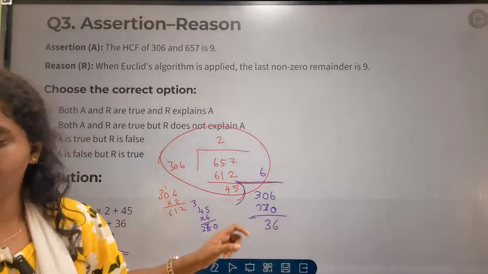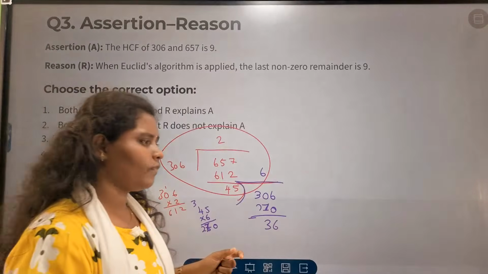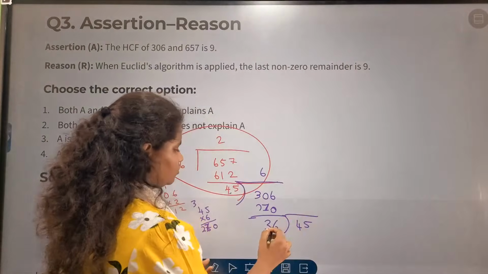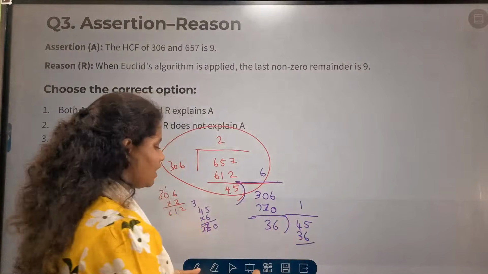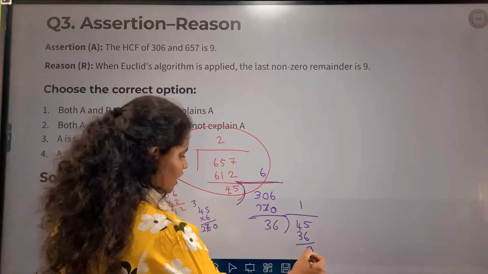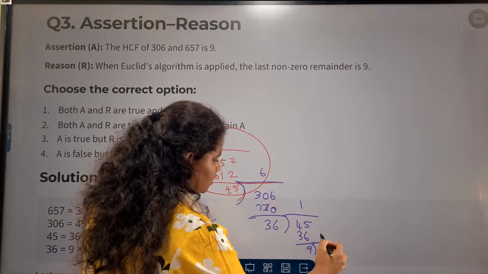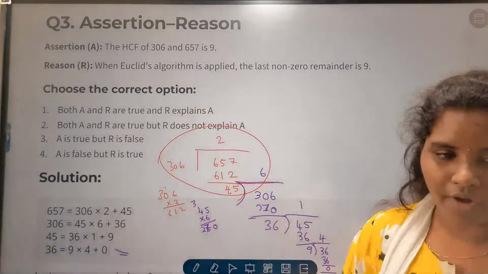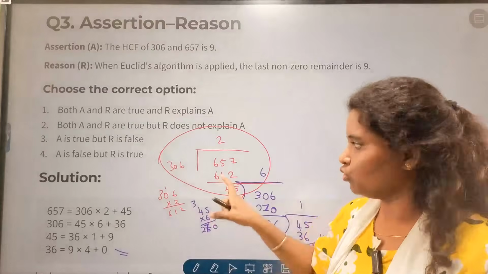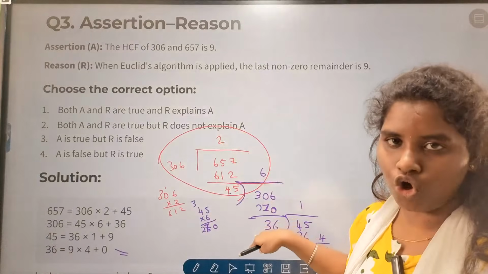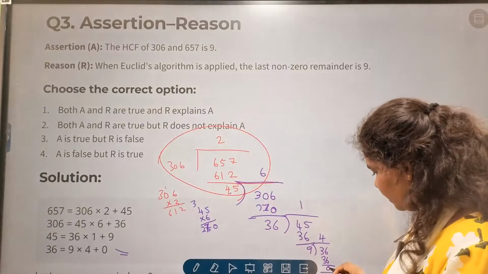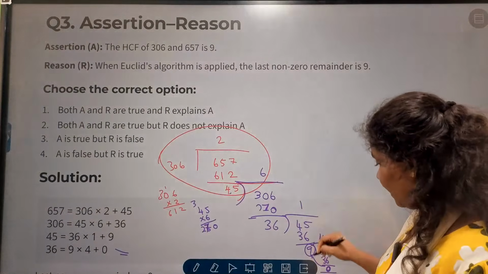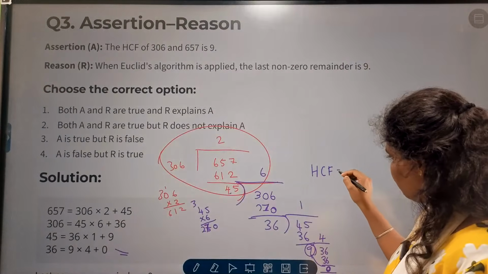And again, by using 36, here we have to write 45. So 36 one time is 36, and again the remainder is 9, and 9 times 4 times is 36, so the remainder is 0. In this we have to check the HCF value by using Euclid's division algorithm. The HCF is the divisor where the remainder is 0. So the last step value is 9, so HCF is equal to 9.